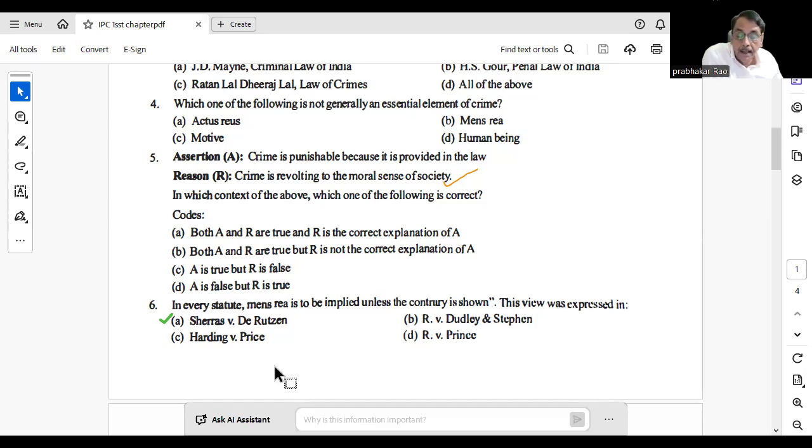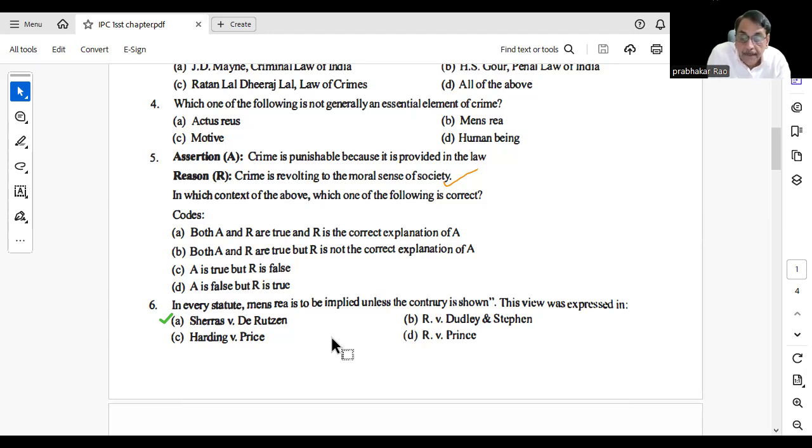A licensed liquor shop was open. In that, a policeman on duty came, but he was not wearing uniform. The bartender served drinks to the policeman. Later on, it came out that the policeman was on duty. As per the law prevailing at that point of time, serving liquor to police personnel on duty was illegal. Here, the bartender was not convicted because he did not know that the policeman was on duty and there was no mens rea. That's why in this case, in every statute, mens rea is to be implied unless the contrary is shown. In that particular act mens rea had not been implied, so the accused was acquitted.